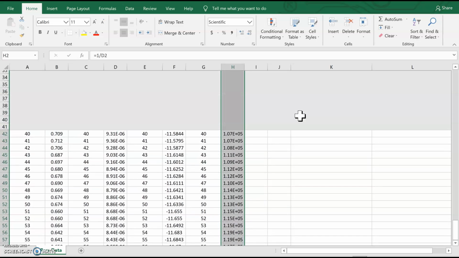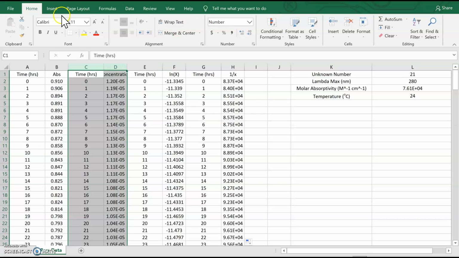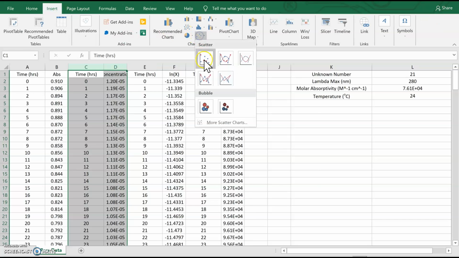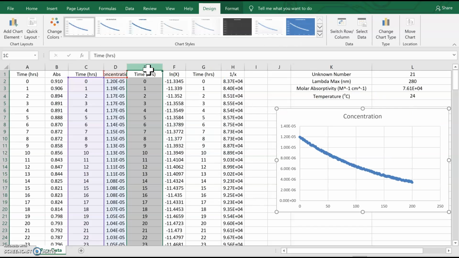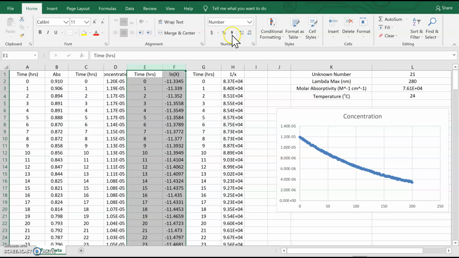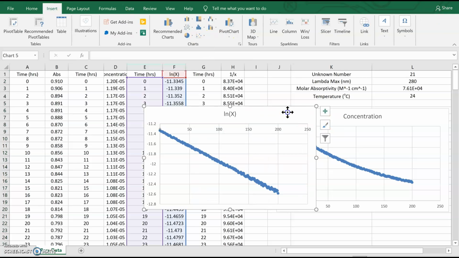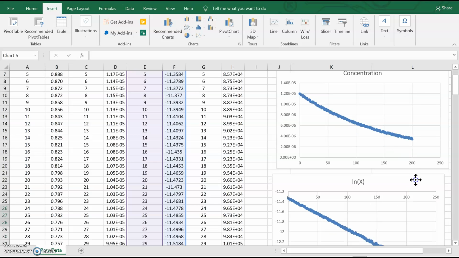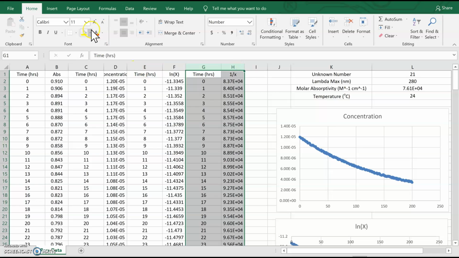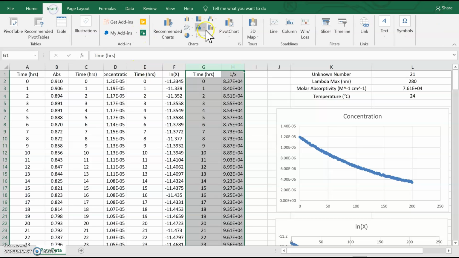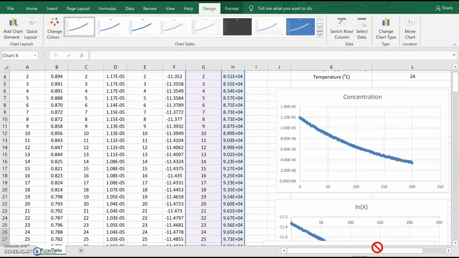Okay, and the next thing that I need are my three graphs. So I need a graph of time versus concentration. I'm going to say insert a scatter chart. I need a graph of time versus the log of the concentration. That's the second one. And then the third one I need is the graph of the time versus the inverse of the concentration. Insert a scatter chart.